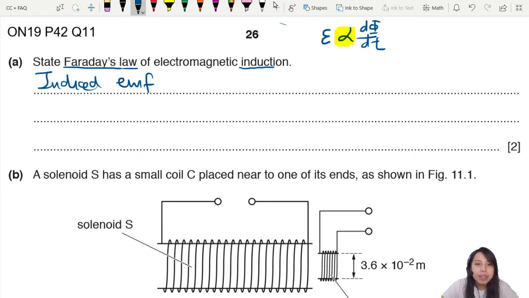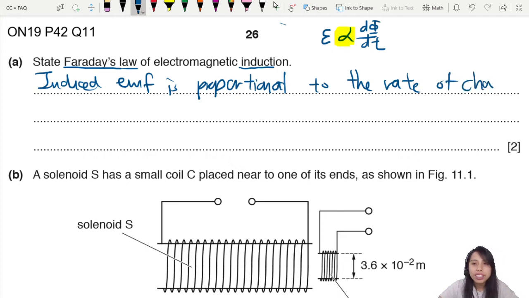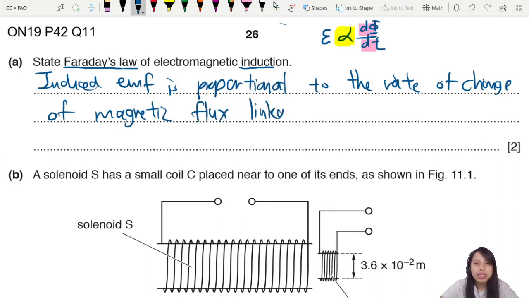So induced EMF is proportional. And what should we add there? Proportional to the rate of change. What is rate of change? There you see d something dt, d phi dt. When there's a d by d something, there's a rate of change of what is changing. We call this magnetic flux linkage. In a little bit, with the diagram down there, we'll see what this magnetic flux linkage is.